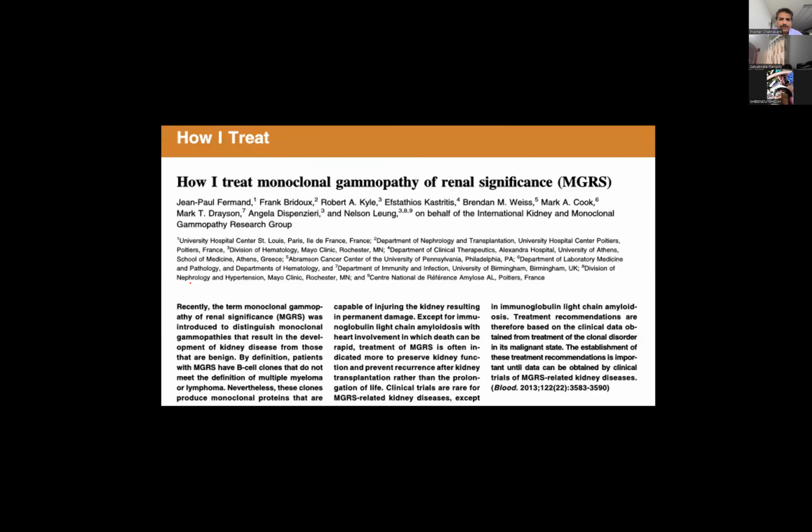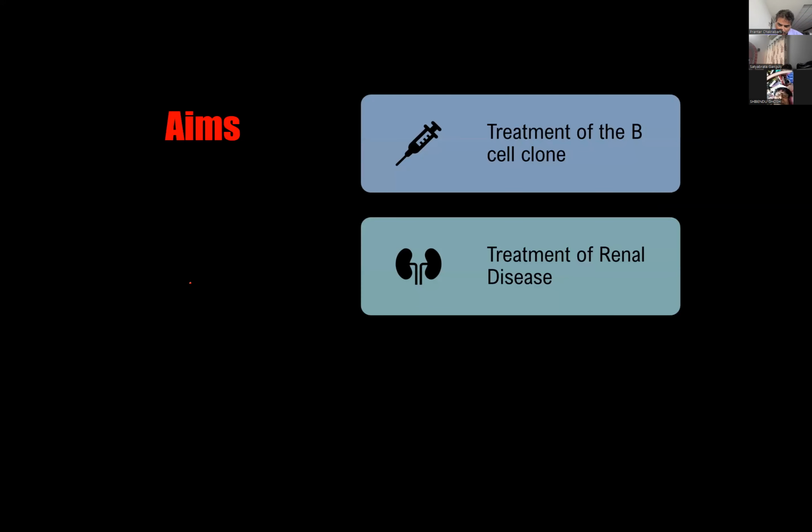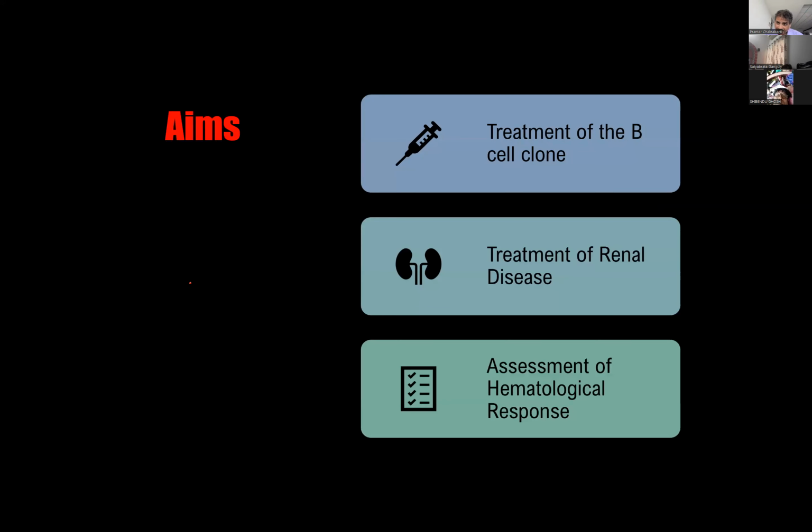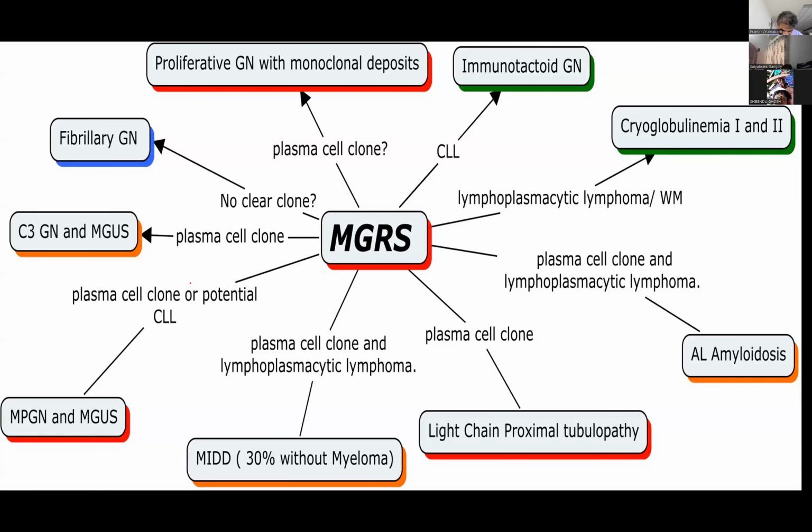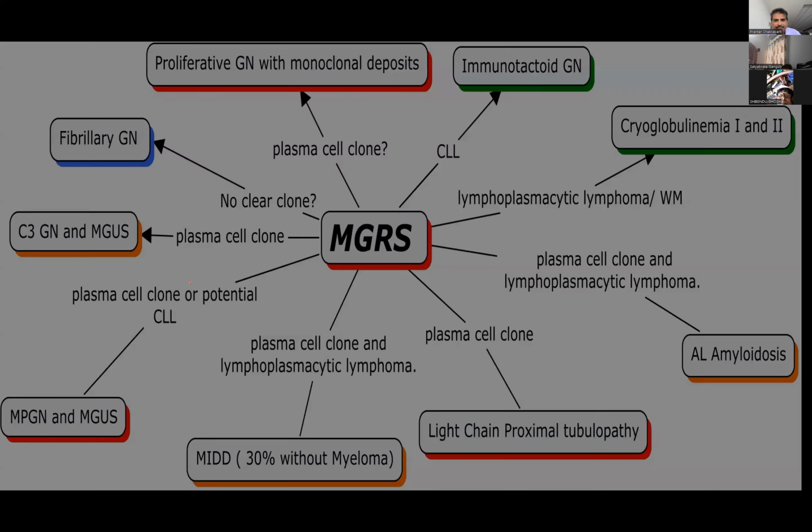There's a beautiful review. You can read it. So the aims are to treat the clone, treat the renal disease, prevent nephrotoxic drugs, but keep on assessing the hematological response. As I told you, it's a basket. Even cryoglobulinemias can present with MGRS.